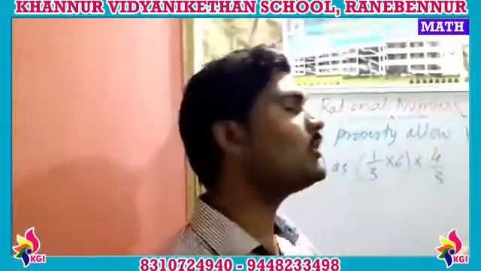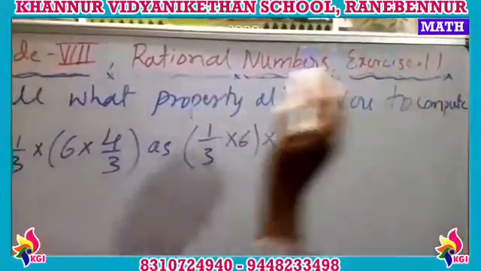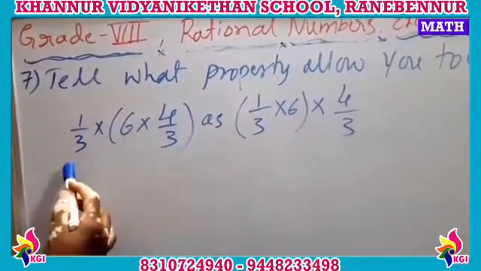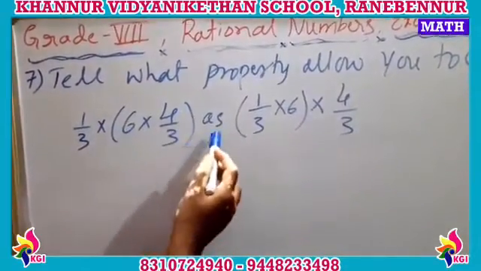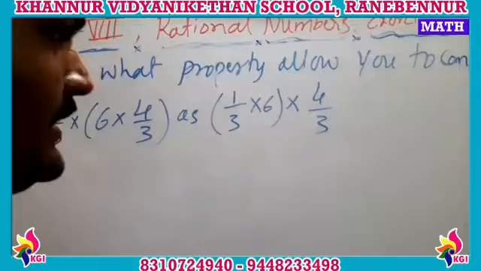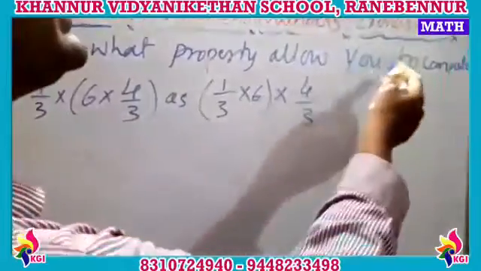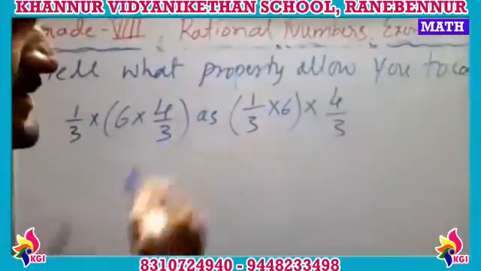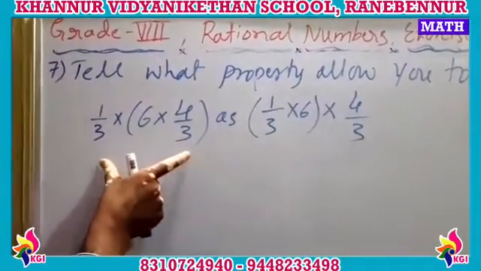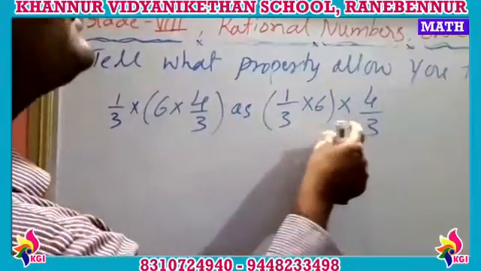So this is to find out the multiplicative form. Yes, children, we go for one more. Tell what property allows you to compute 1 divided by 3 into 6 into 4 by 3. It can be read as 1 by 3 of 6 into 4 by 3 as 1 by 3 into 6 of 4 into 4 by 3. This "of" refers to multiplication. Here the question asked is, tell me what property allows you to compute this one like this. Here it is A of B into C. This is the given question. It is computed as A into B of C.